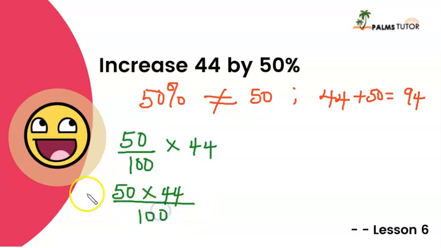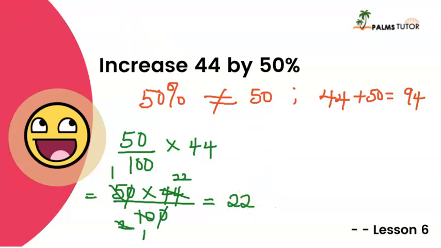Let's see if we can cross out anything. 0 cancels 0. 5 goes into 10 two times. 2 goes into 44 twenty-two times. Can we simplify any further? No. So 50% of 44 is 22.